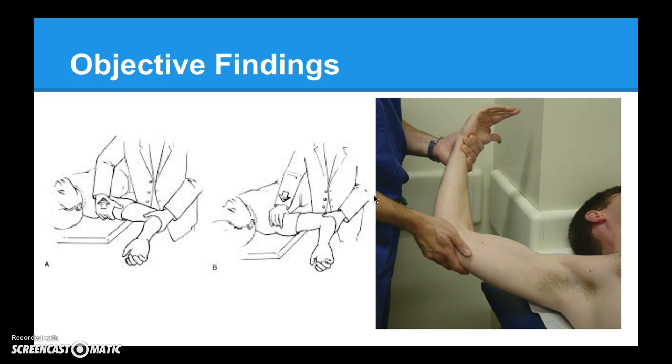The second test, pictured on the right, is the biceps load test, in which the therapist passively externally rotates the arm and asks the patient to actively flex the elbow against the therapist's resistance. This test is positive with reproduction of the patient's familiar symptoms and suggests possible damage to the labrum.